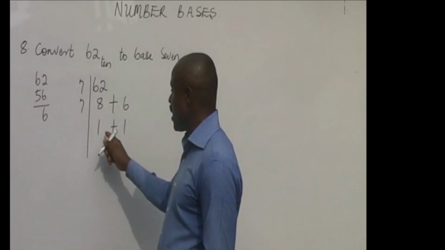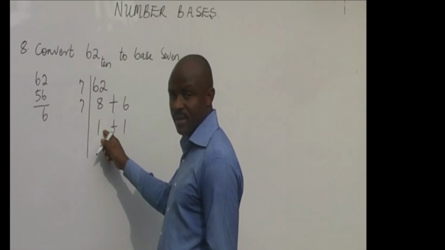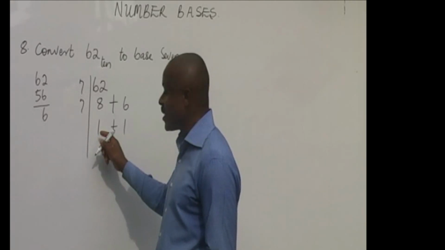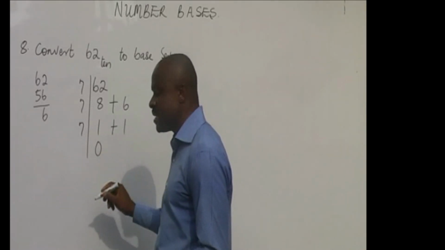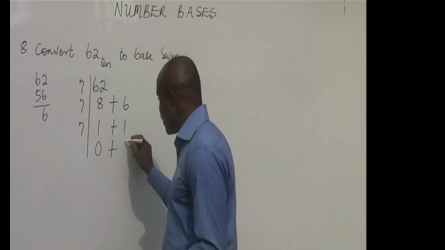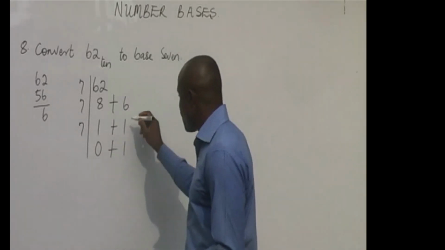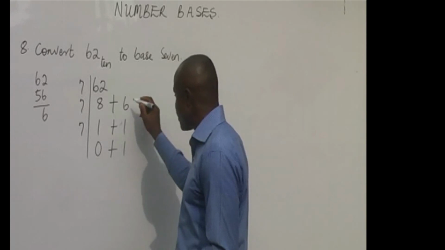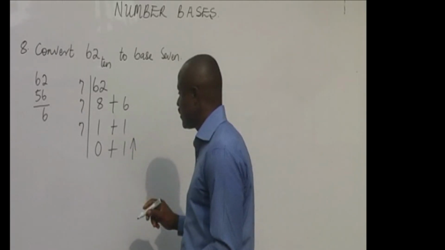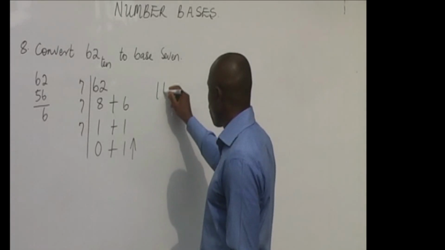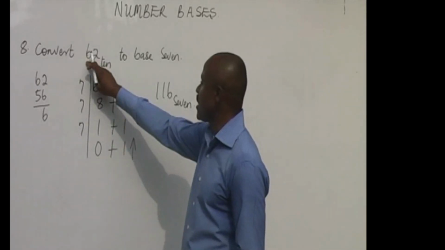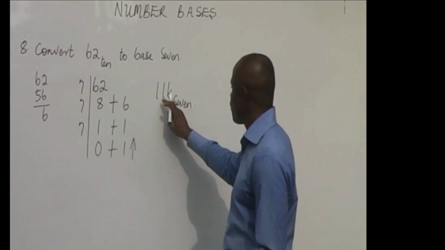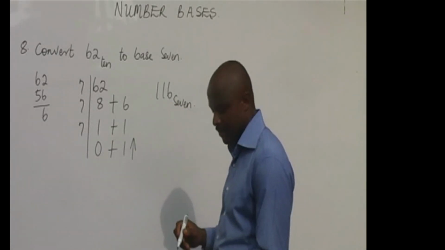Some students will stop here. They will say there is no 7 inside 1. Yes, there is no 7 inside 1, but you still have to divide more, the way I'm going to explain now. Divide by 7. There is no 7 inside 1, then bring down the 1. Now pick this value, 611, as 116. Pick the value in this order. So it's going to give you 116 base 7. That means 62 base 10 has the value of 116 base 7.